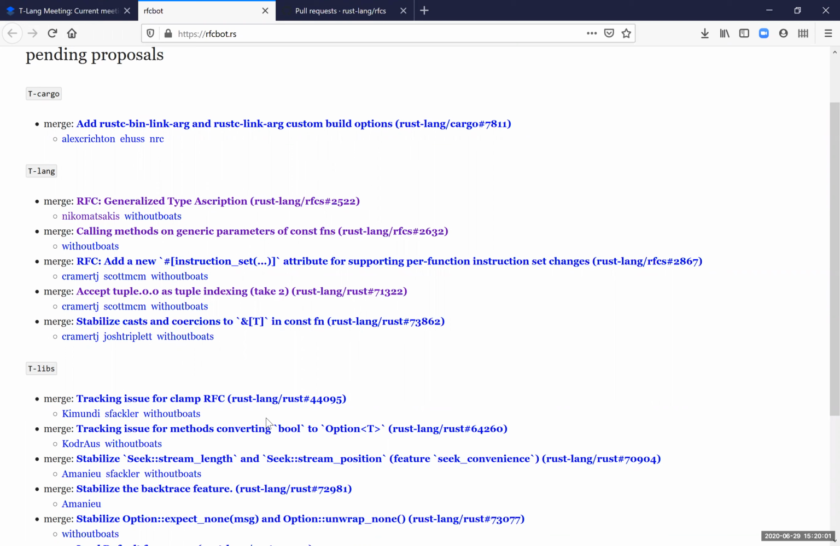But apart from that, we kind of just have these really old ones. I guess we have to look at. I'm not sure what's going on with these. I've kind of forgotten.